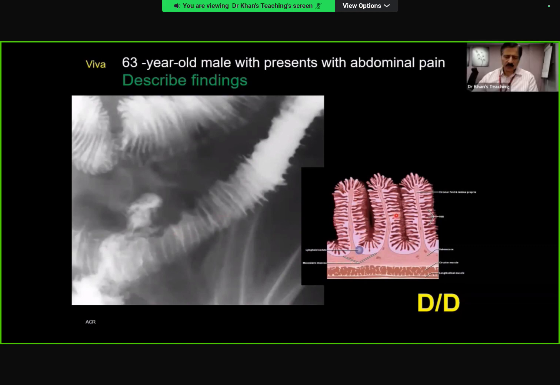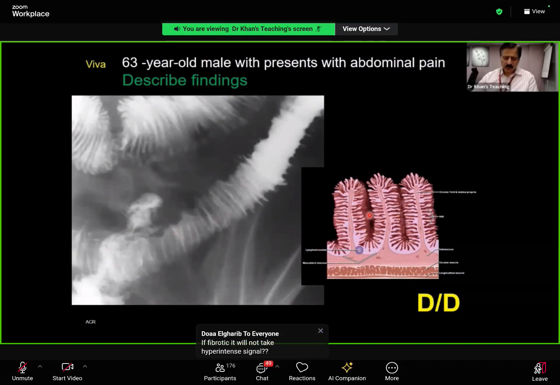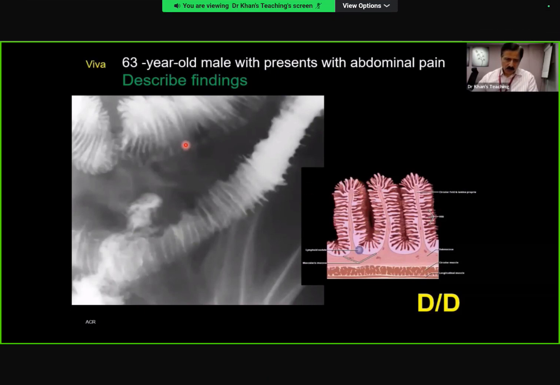This is a valvulae conniventes. Now, in between these two, the villi, in between these two is this space, so the barium will go in. So look at this loop, the barium will go in, and this is the thickening, so this shelf-like opacity is the fold itself. Now here what is happening, this fold is thickened and this fold is thickened.